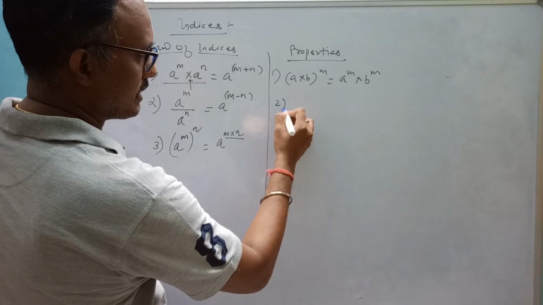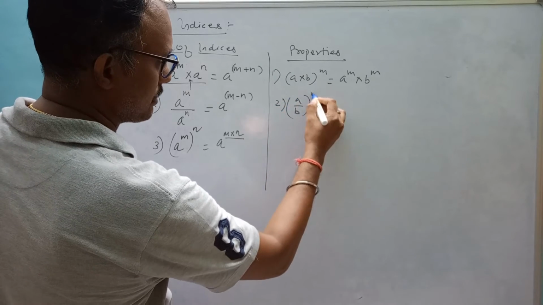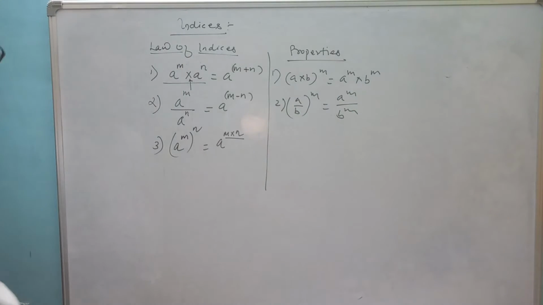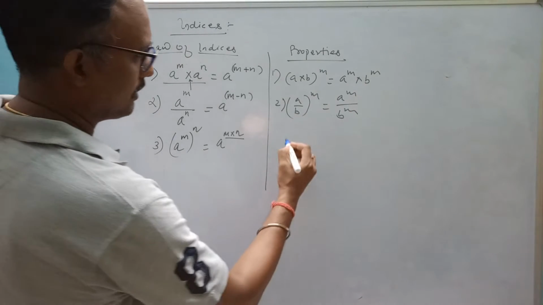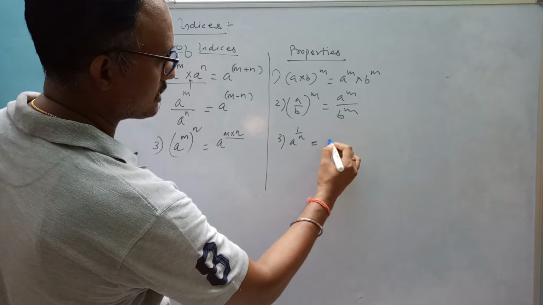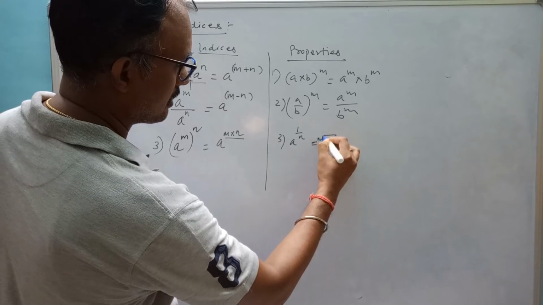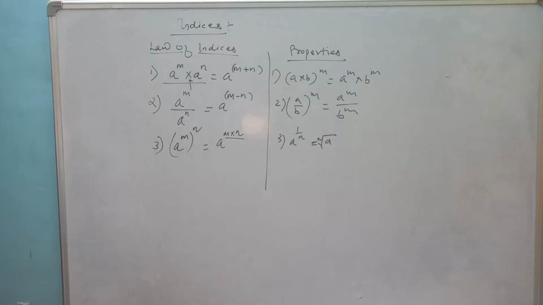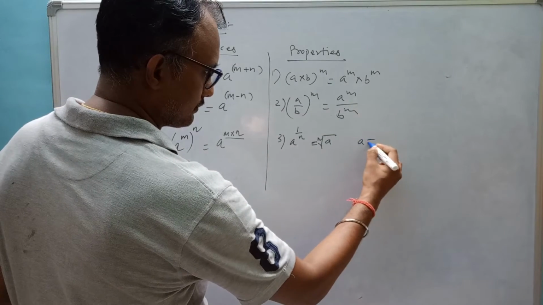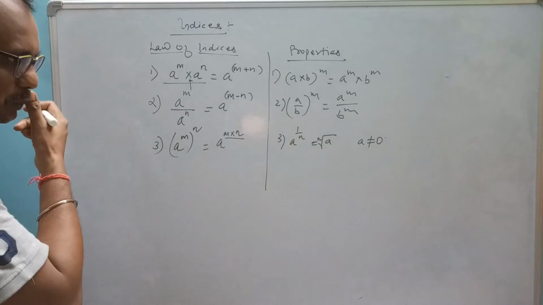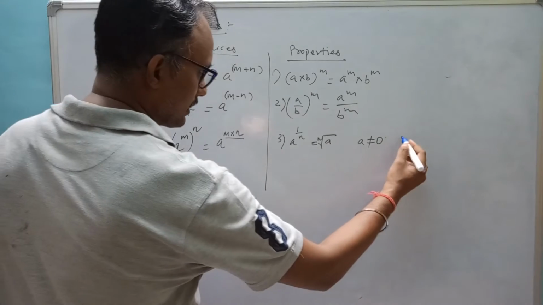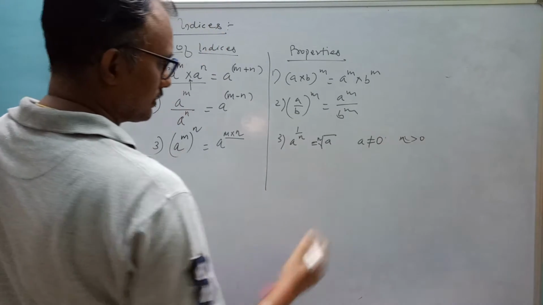You can split the numbers, but you give the indices to both. And this is the same with division: if we have a divided by b raised to m, it can be a raised to m divided by b raised to m. Okay. Third, a raised to 1 by n is the nth root. So this can be written as, okay, and a should not be 0, and n should be greater than 0.